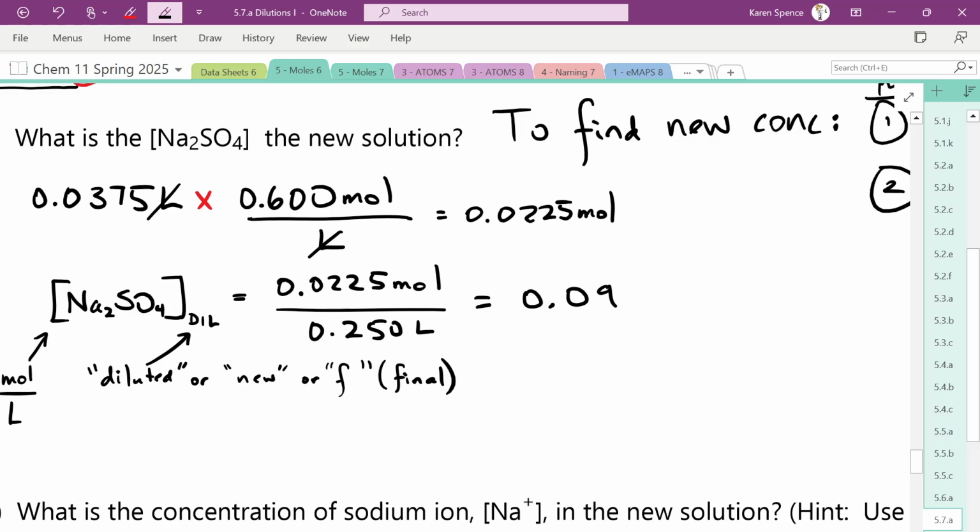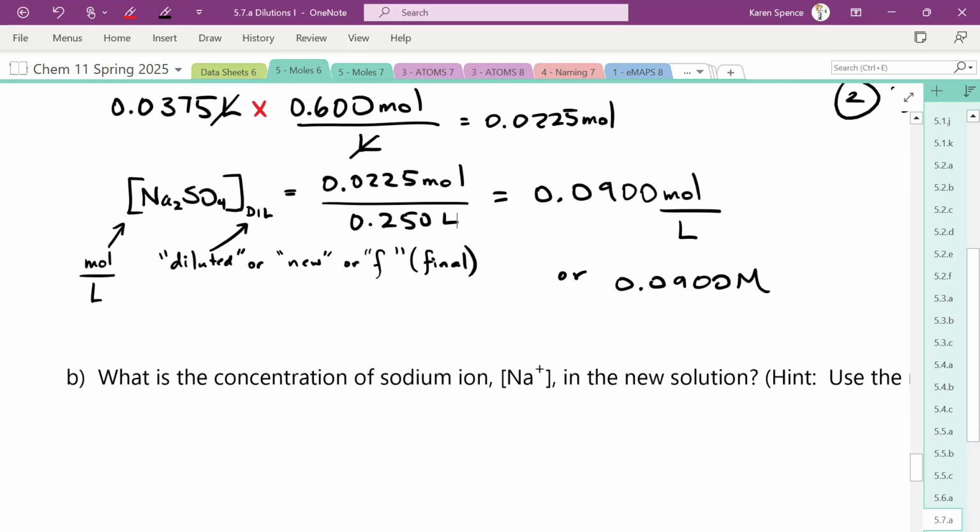0.09. And you can either, how many sig figs? 3. So we need a 0, 0. You can either write it as moles per liter, or you can write it as 0.0900 molar. That's fine. Yep. You can also write it like this. You can extend that and make it longer. It doesn't matter. Okay.